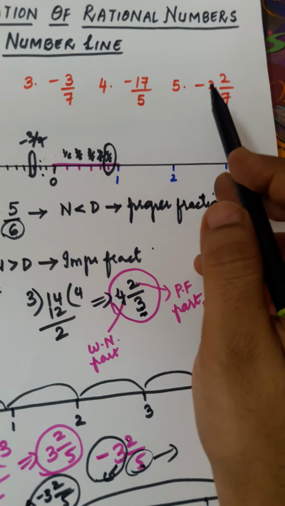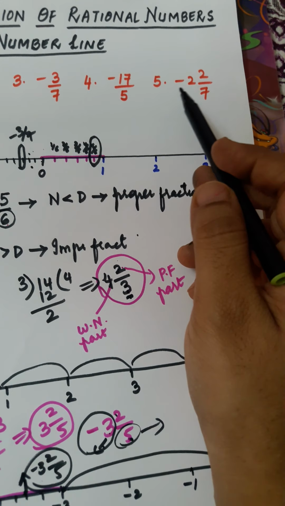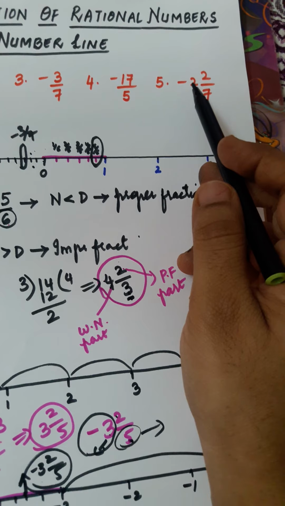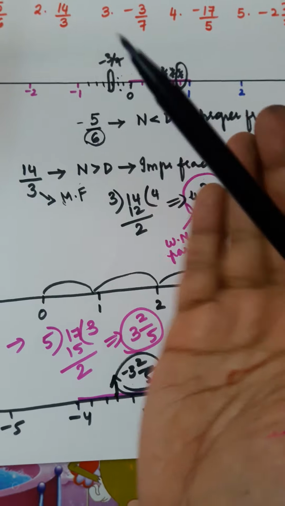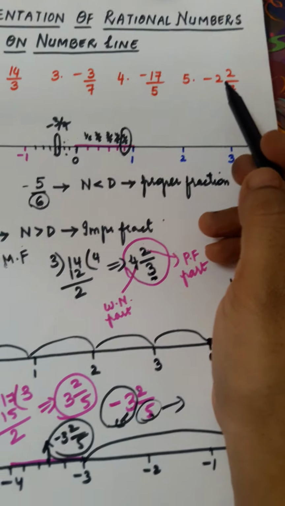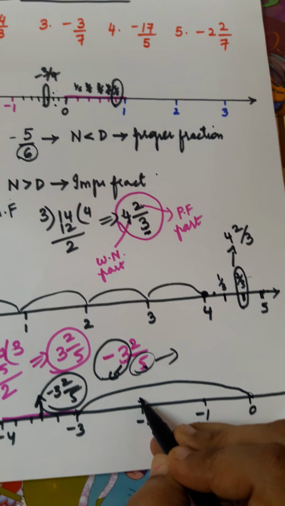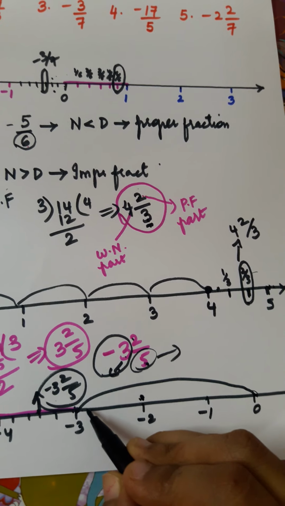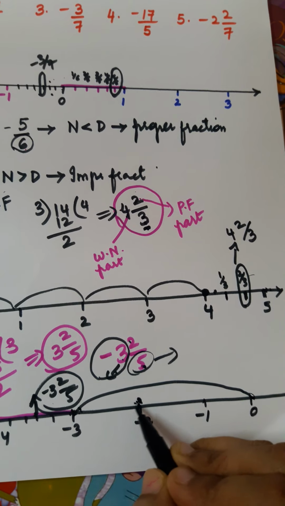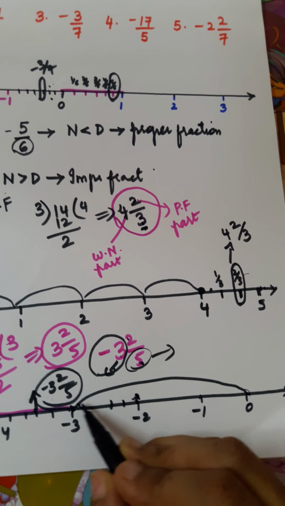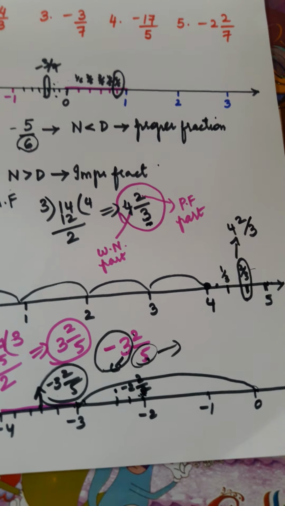Now see here, minus 2 2 by 7. Here 2 is a whole number and then 2 by 7. 2 is nothing but the whole number part. Obviously, if negative is there, it will come on the negative side, towards the left hand side only. So first of all you have to check from 0 it should come to 2, over here it should come, and then 2 by 7 means from minus 2 to minus 3, you just have to divide this segment into 7 parts. 7 parts means this is 1 by 7, this is 2 by 7, this is 3 by 7, like that. So 2 by 7 is here. So this is nothing but minus 2 2 by 7. Fine girls.